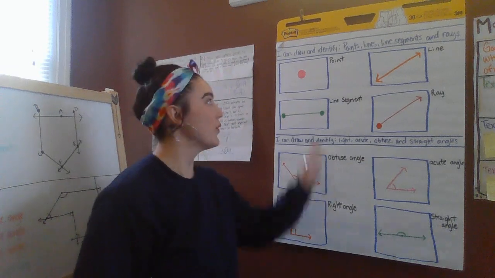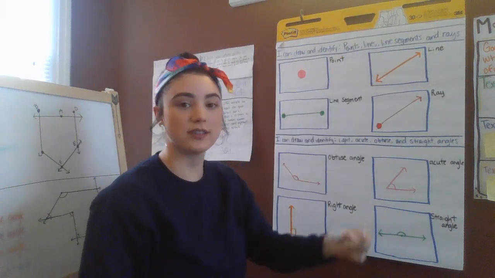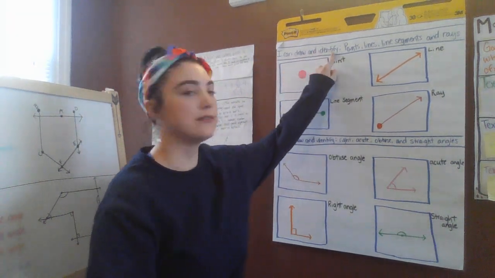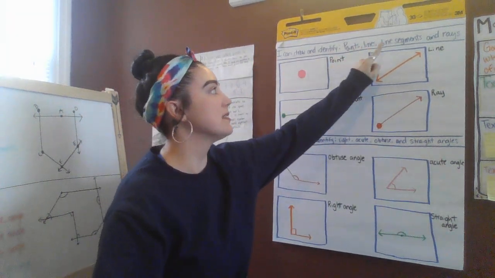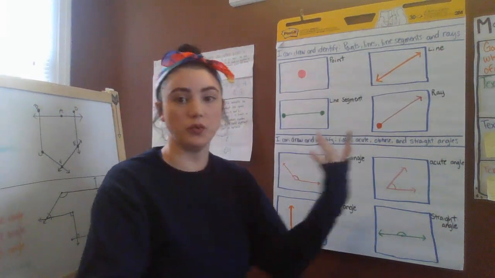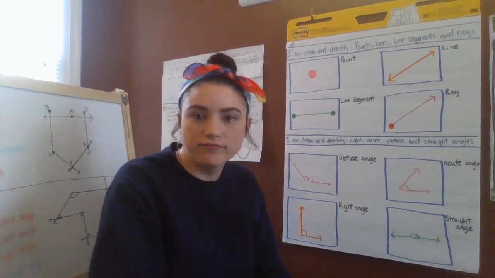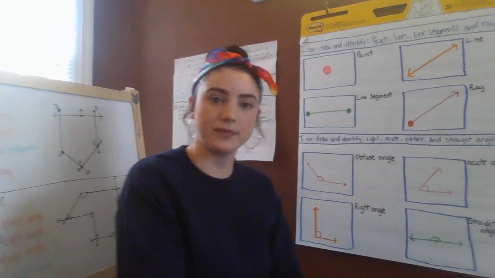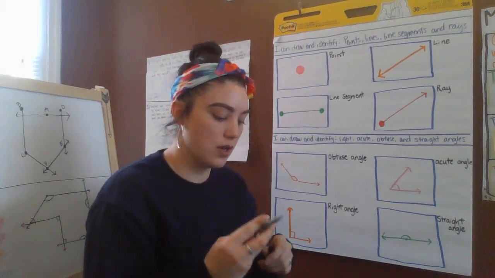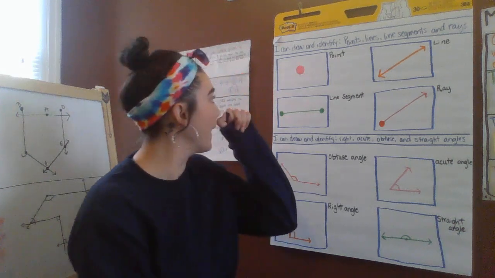Okay, so up here, we have our learning target. I just smudged that. It says, I can draw and identify points, lines, line segments, and rays. So these are new words to you, mathematically speaking. You've all heard of a line, but now we're going to define them for real.